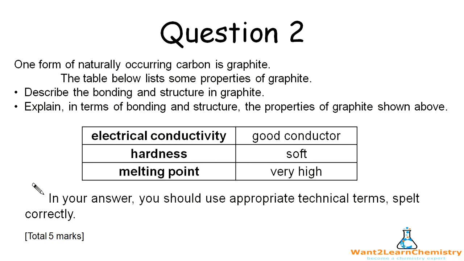Question 2, which is worth 5 marks. One form of naturally occurring carbon is graphite. The table below lists some properties of graphite. Describe the bonding and structure in graphite. Explain in terms of bonding and structure the properties of graphite shown above. Again, this requires appropriate technical terms spelled correctly.